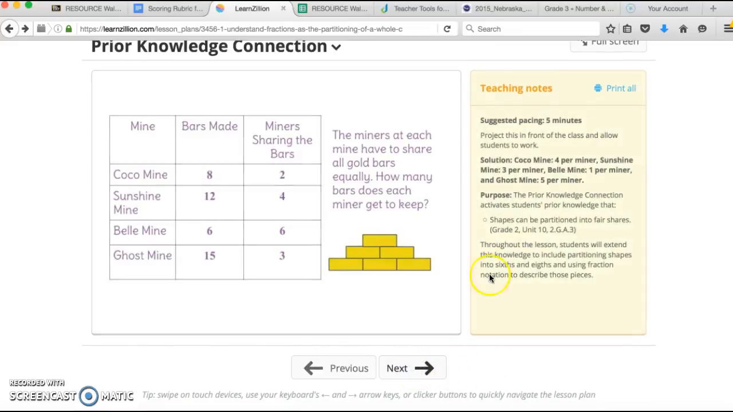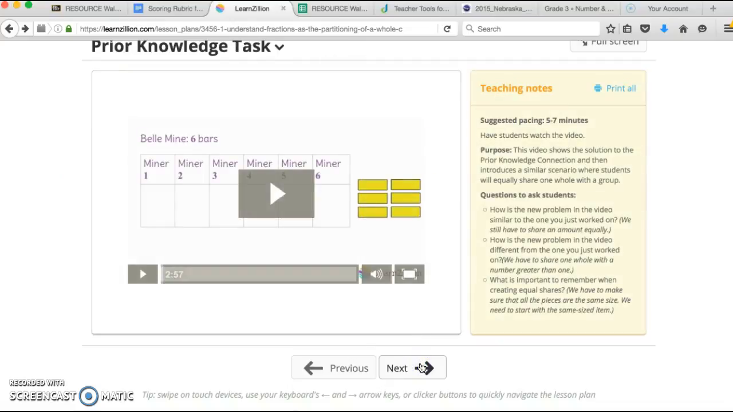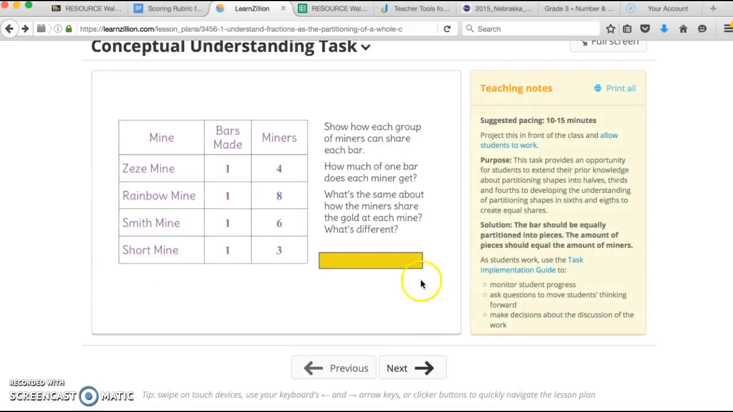Also, it gives teaching notes on the side of every page of the lesson, and as you go through the teaching notes, they have suggested pacing, which is awesome for new teachers. They have the actual solutions to these scenarios that they're giving you. They give the purpose, why you are doing this part of the lesson, questions to ask students, and more solutions.